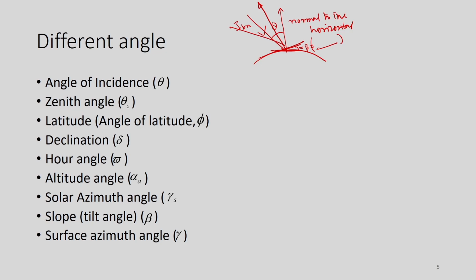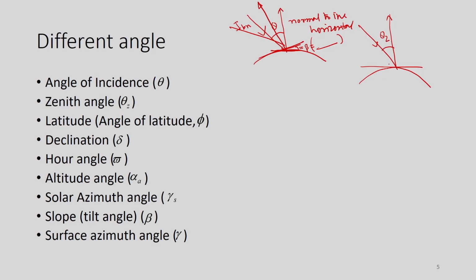Okay. And already we have studied what the zenith angle is. If it is a horizontal surface, the normal to the horizontal is this, and solar radiation is falling here. So, this angle is theta z.